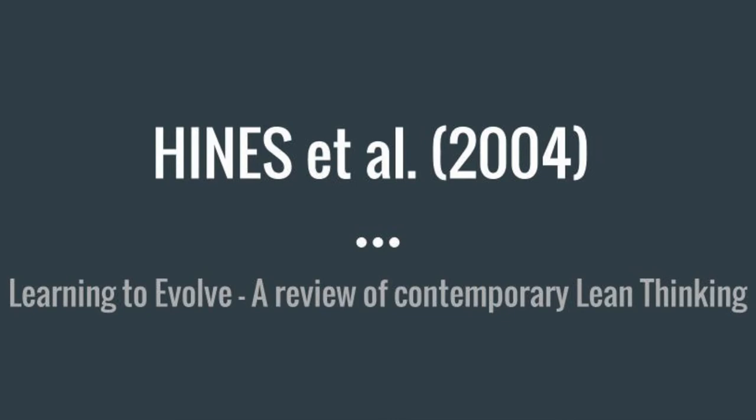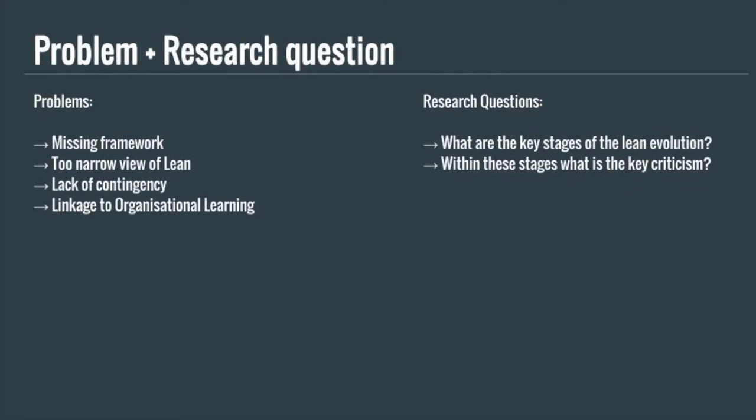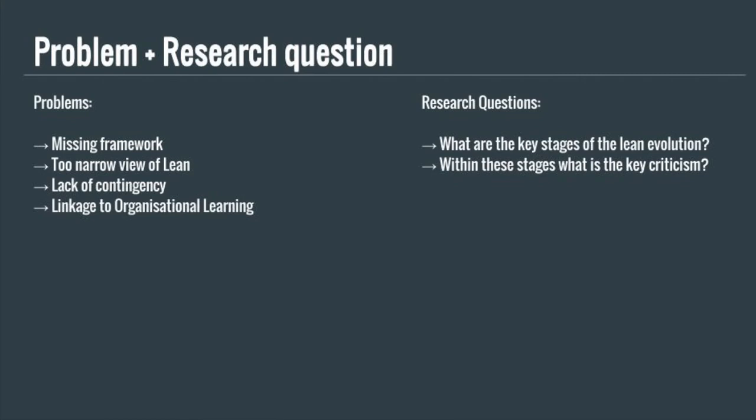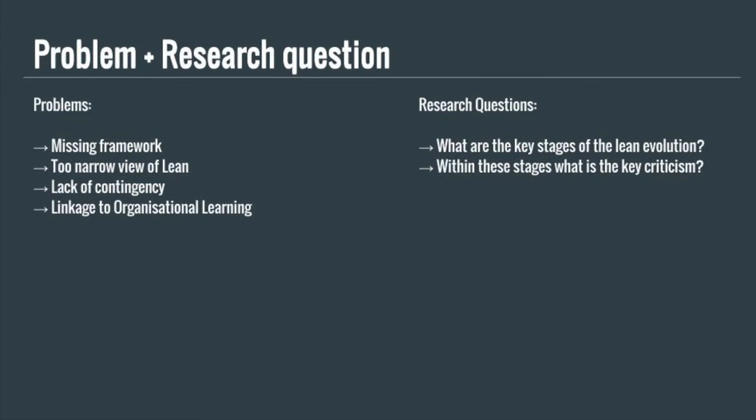The main problem that is discussed in the article is that a framework for understanding the implementation of lean as a concept is missing. Therefore, the article wants to answer the first research question on the history of lean and the second research question on the criticism that lean has received over time. Furthermore, the other problems it discusses are that the historic focus of lean is too much on cost reductions and should nowadays focus more on increasing customer value.